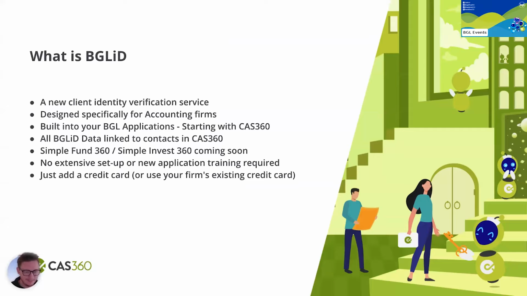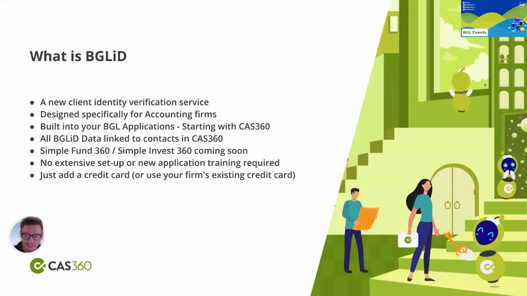So what is BGL ID? BGL ID is a new client identity verification service. What we want to do here is allow you to verify your clients, verify that the information that they are providing to you is correct and is correct as per the issuer of those identity documents. Because BGL sells software to accountants, we have designed BGL ID specifically for accounting firms. It is connected to existing applications that you are using like CAS 360 or Simple Fund 360, and it is designed to help you meet the requirements of accounting firms.